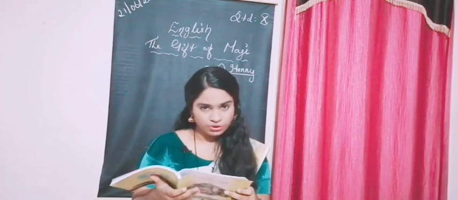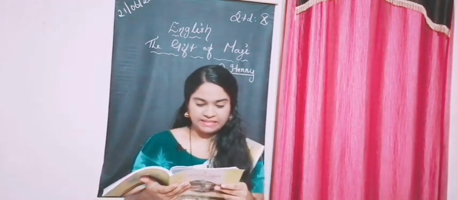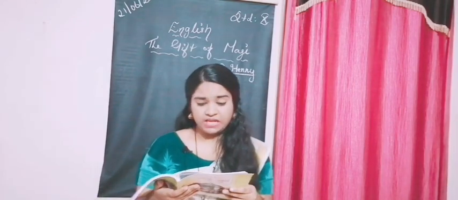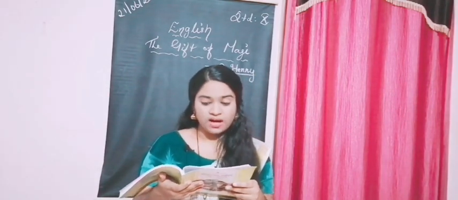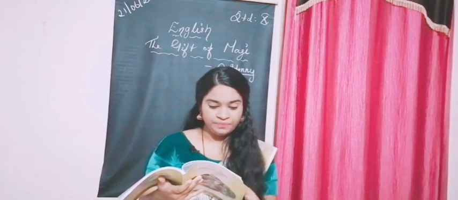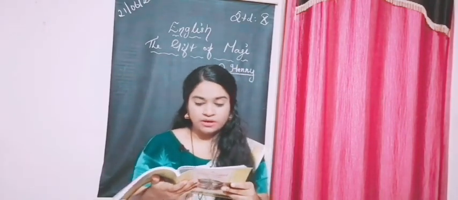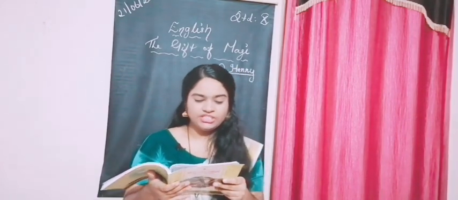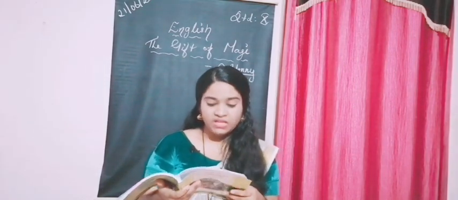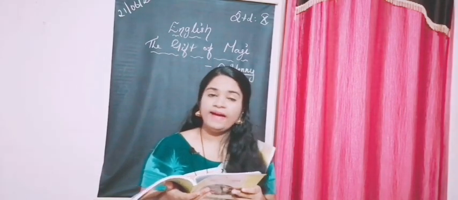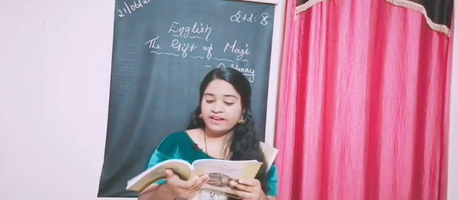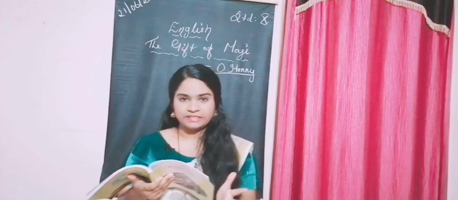$1.87, that was all, and 60 cents of it was in pennies. Pennies saved 1 and 2 at a time by bulldozing the grocer and the vegetable man and the butcher until one's cheeks burned, with a silent imputation of parsimony that such close stealing implied. 3 times Della counted it, $1.87, and the next day would be Christmas.